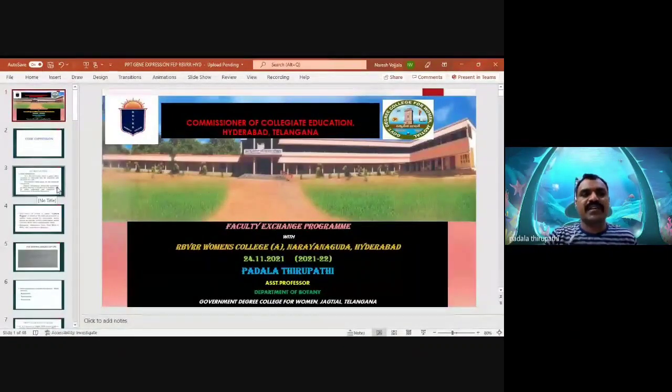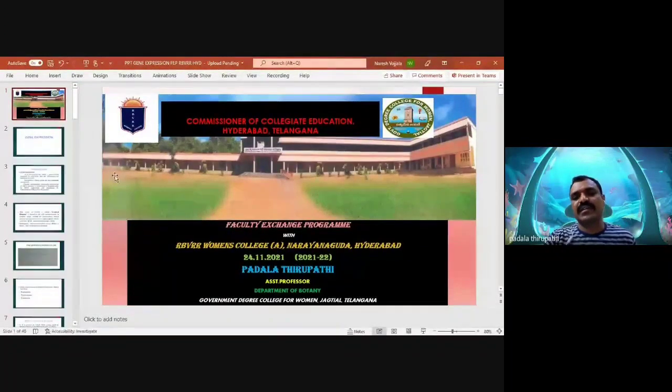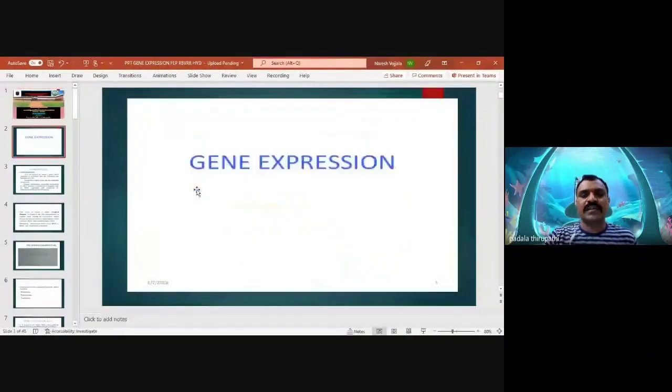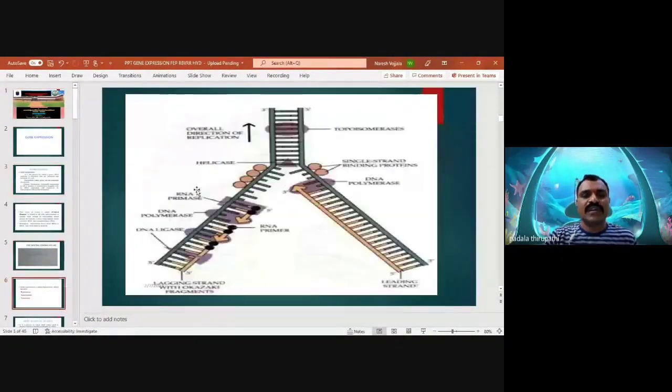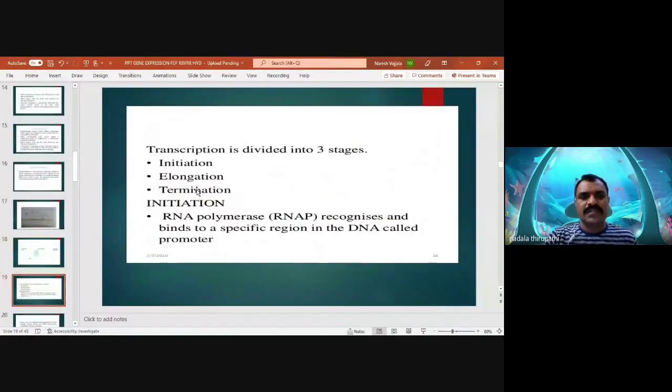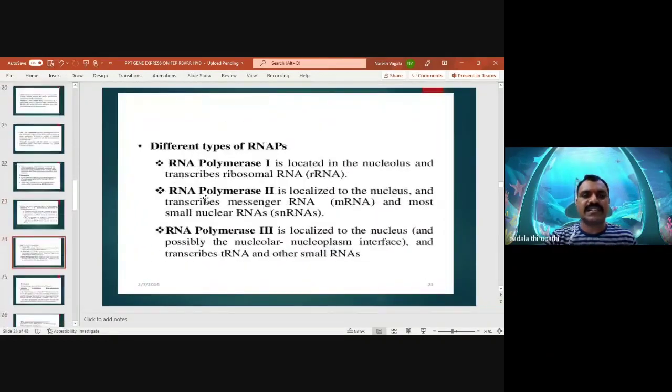Yesterday we discussed gene expression. In this gene expression, we clearly explained the replication of the DNA, and the transcription process was also discussed yesterday. The remaining topic we will continue today. Yesterday we discussed that transcription is divided into 3 stages. Is this slide visible? Yes, sir. Okay. So initiation, elongation, termination. These are the 3 steps we already discussed yesterday.